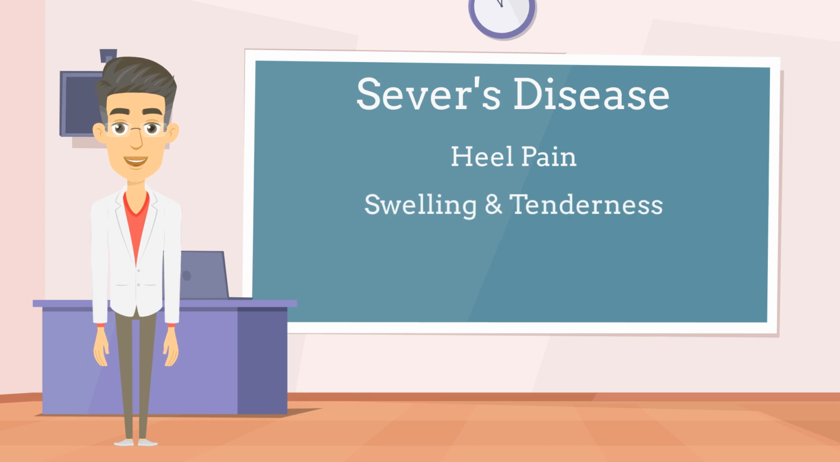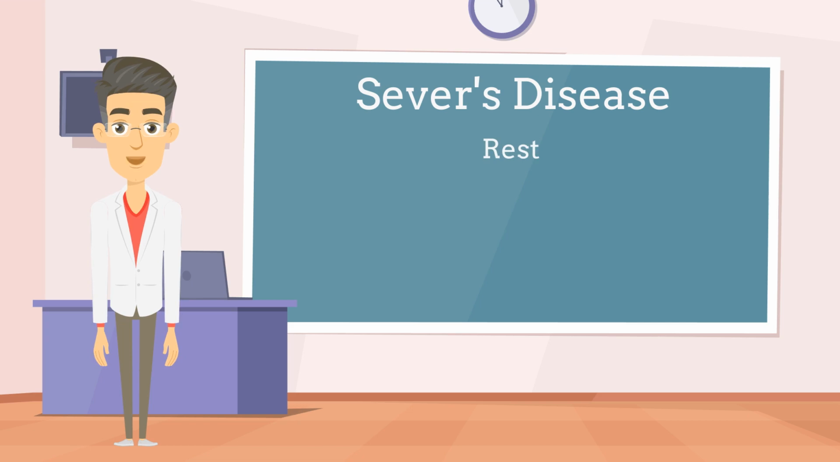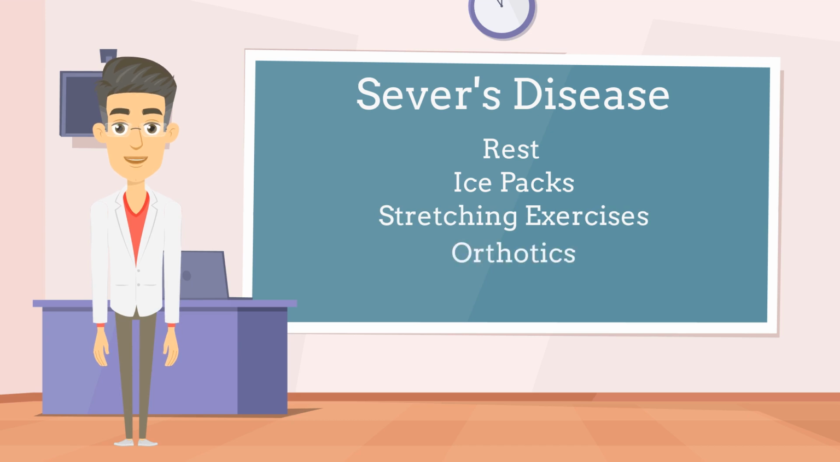The treatment for Sever's disease aims to relieve pain and promote healing. Initially, it may involve rest and reducing or modifying activities that aggravate the condition. Applying ice packs to the affected area can help alleviate pain and reduce inflammation of the growth plate. Stretching exercises for the calf muscles and Achilles tendon may also be recommended. In some cases, orthotic shoe inserts or heel cups can provide additional support. Non-steroidal anti-inflammatory drugs may be used to manage pain and inflammation. With proper care and adherence to the treatment plan, most children with Sever's disease can recover fully and return to their normal activities.